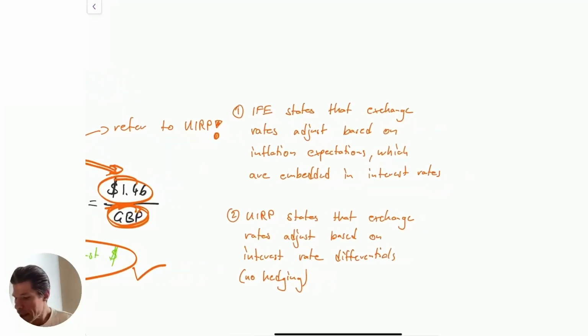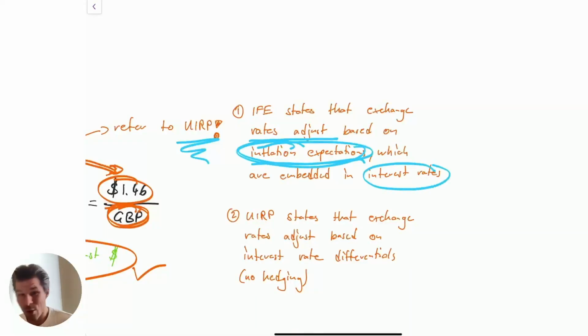Last heads up. The formula for the international Fisher effect is quite similar to the uncovered interest rate parity. It's just how you interpret the different concepts. The formula is the same. The international Fisher effect, that's the formula we have used here, states that exchange rates adjust based on inflation expectations, which are embedded in interest rates. That's what I said with the Fisher effect. They belong together.